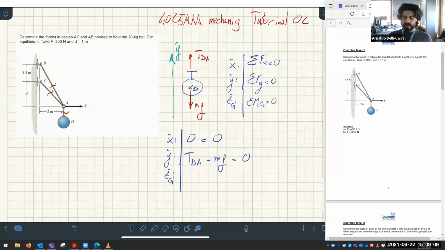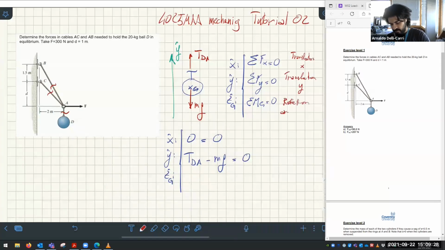Now, what's the moments equation? Remember, this is translation x, this is translation y, and this is rotation around z. That's the idea. So what's the moment equation around G?